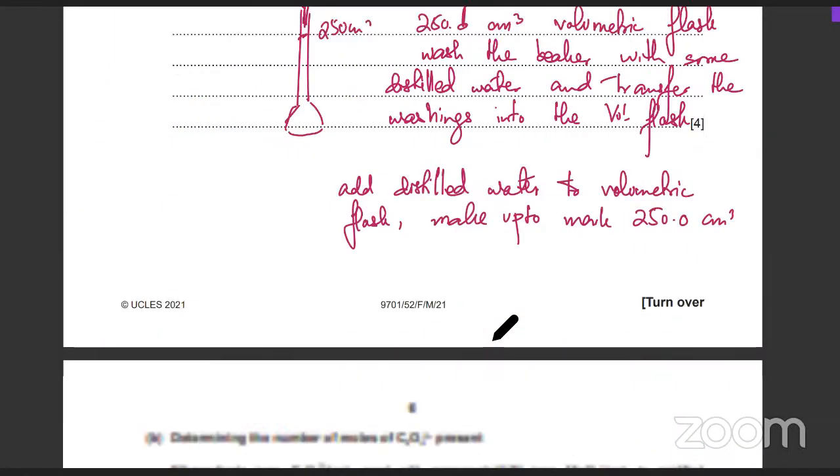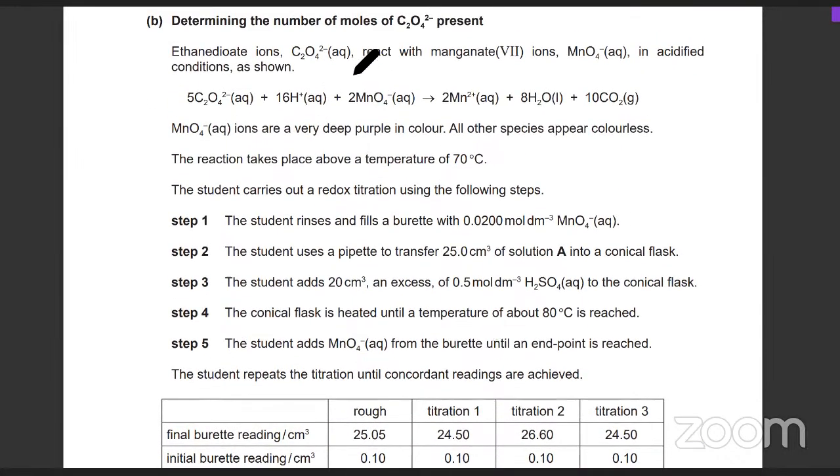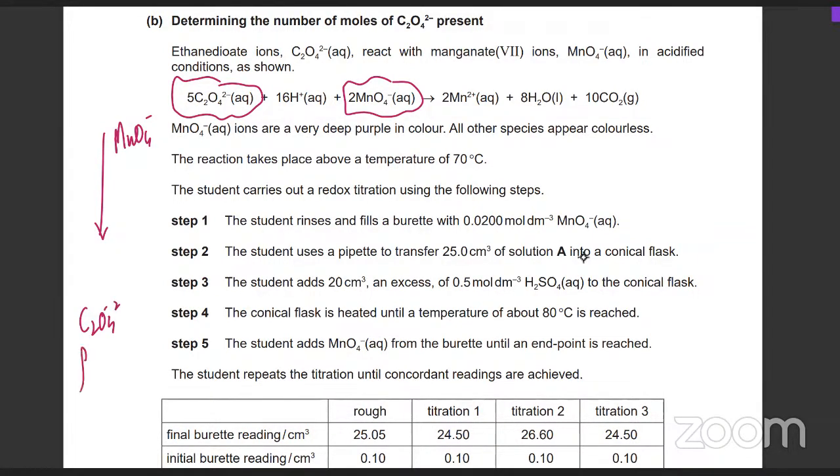Coming back to this, we were able to make this solution. Now he's asking to determine the number of moles of C2O4 2- ions present. There's a titration happening with C2O4 2- ions and KMnO4. The student rinses and fills the burette with KMnO4, so the MnO4- is at the top, being added from the top. And the C2O4 ions are in the flask: the solution that you made that contains C2O4 ions is sitting in the flask at the bottom.